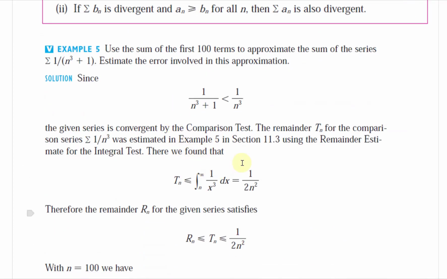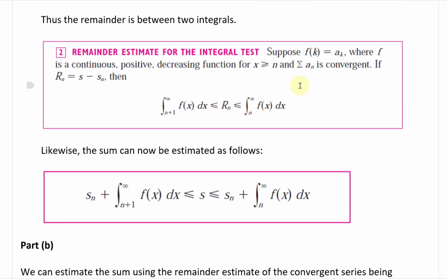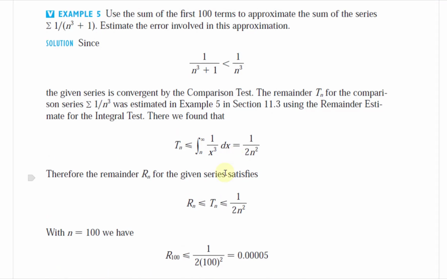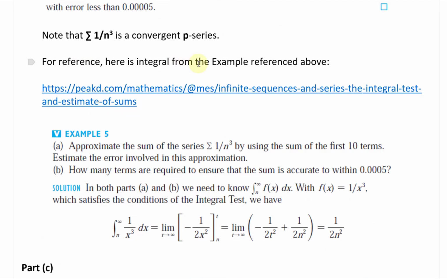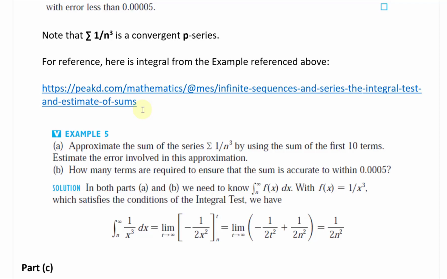There, in section 11.3, we found that the remainder is less than the integral from n to infinity of 1 over x cubed, identical to this right here. This integral is just equal to 1 divided by 2n squared, and we can see that from the earlier video. So for reference, here's the integral from the example referenced above, from the integral test estimate of sums video.